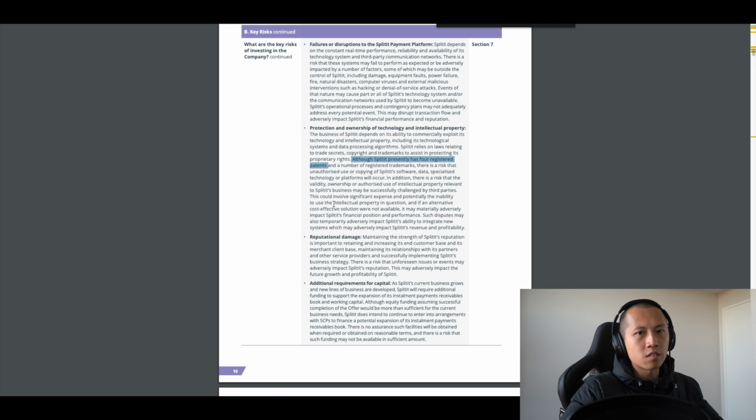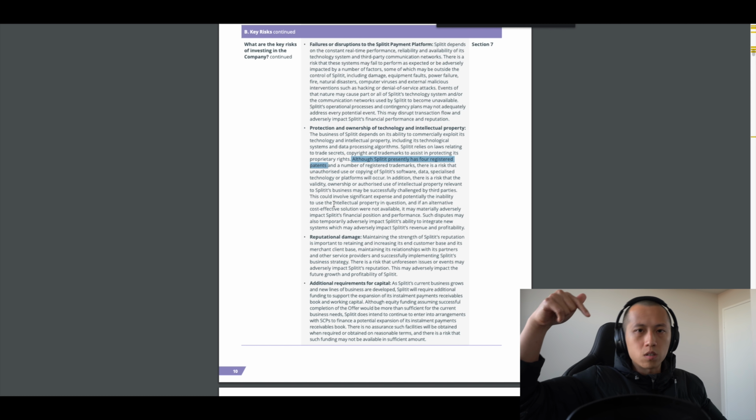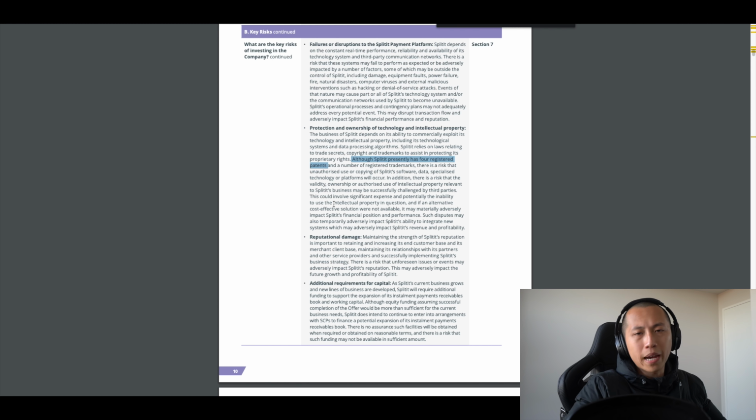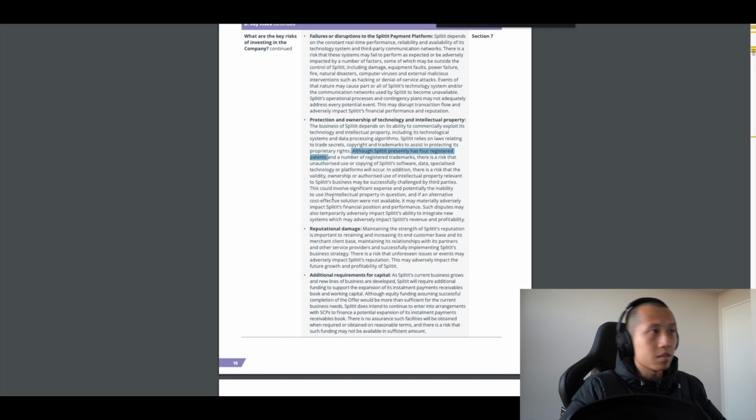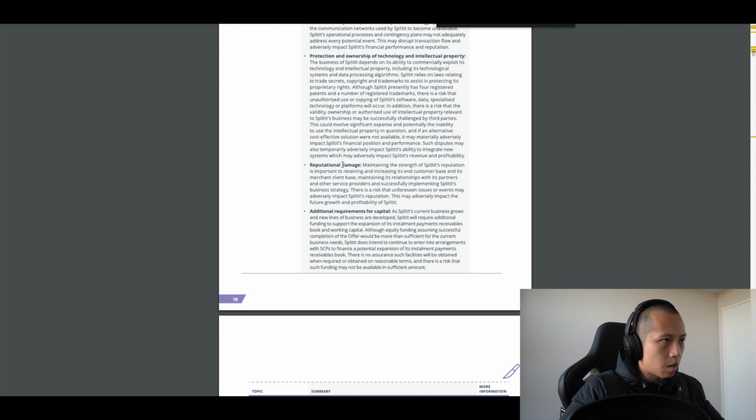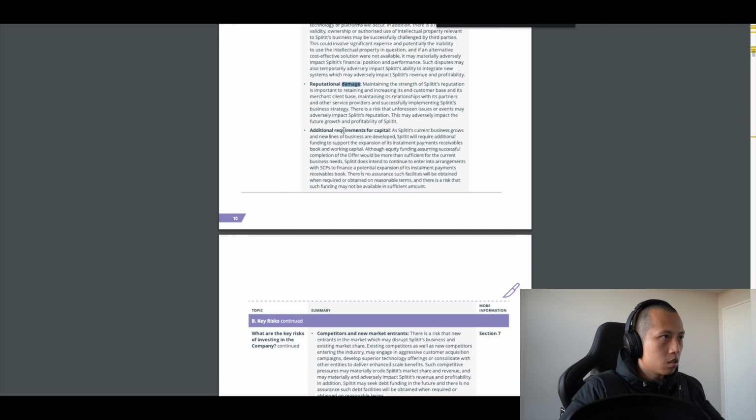If any of you know extensively what those patents are, let me know in the comment section below, because I would love to know what they have patented in the business, because that will ultimately add to the competitive advantage for the company. Reputational damage, that's an obvious one. When it comes to additional requirement for capital for growth companies, you almost want to assume that they can raise capital, because if they can't, it's almost unlikely that they can survive unless they go for profitability earlier rather than later.